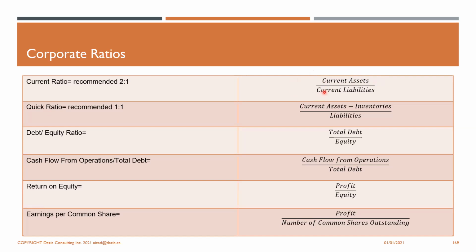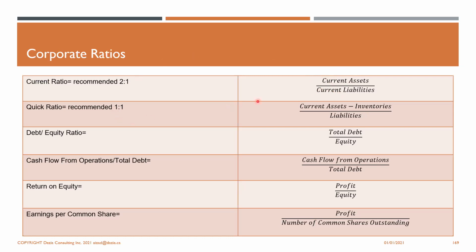How much do they have to pay in the 1 year? So obviously, we want to have enough money available to pay the liabilities in a year, right? So here, usually, if it's 2 to 1, they say it's a good ratio. If they have $200,000 assets, 100,000 liabilities is okay. Like they're covering it up to 2 times. So this is the current ratio.